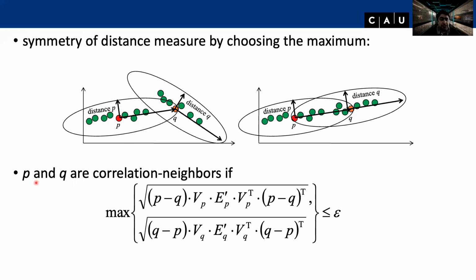We say P and Q, two objects, are correlation neighbors if the maximum of the distance between P and Q and the distance between Q and P is still smaller than the epsilon range that we have here. If you recall, one axis is the epsilon radius, and the orthogonal to it is epsilon divided by kappa. So if the maximum of these two is smaller than or at most equal to this epsilon parameter that we set, then P and Q can be considered correlation neighbors.